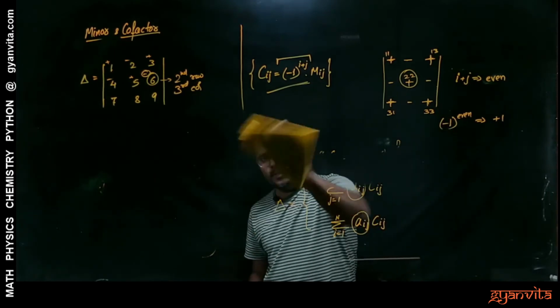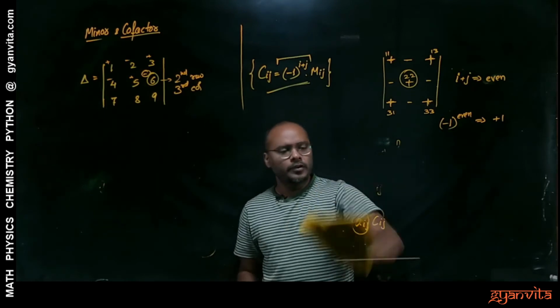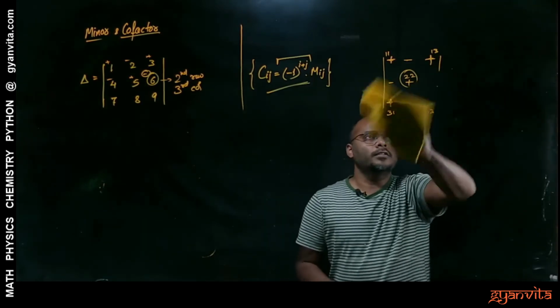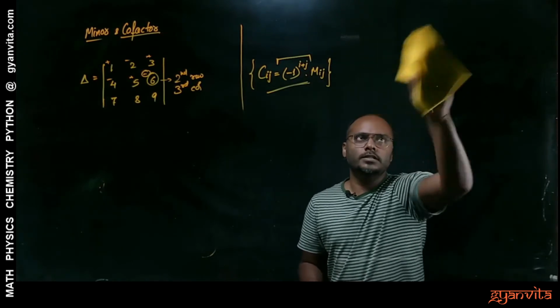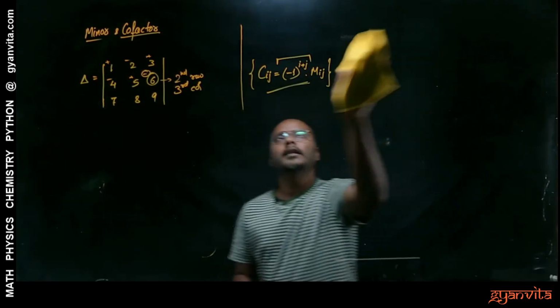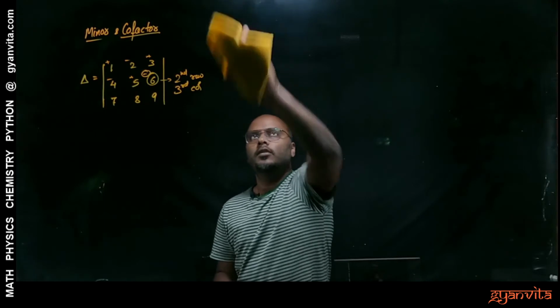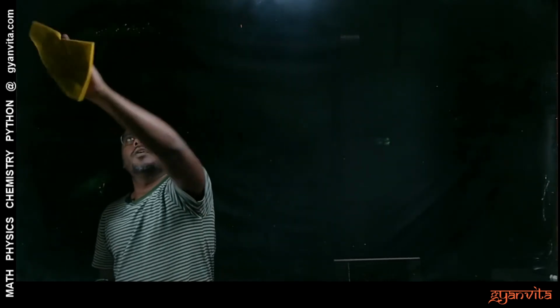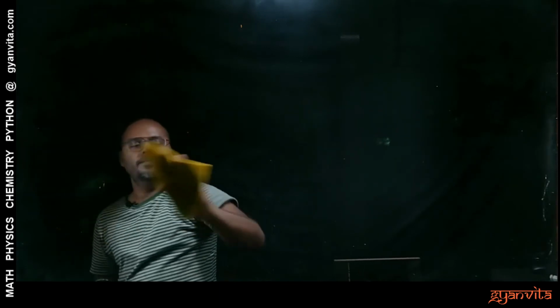Now in your next exercise, you will have simple questions to find minors and cofactors. So that is also a very simple exercise. Just go through that and let me know if you are able to understand or not. If not, then what is your problem? Just send that as well. Okay, then we'll look into that.